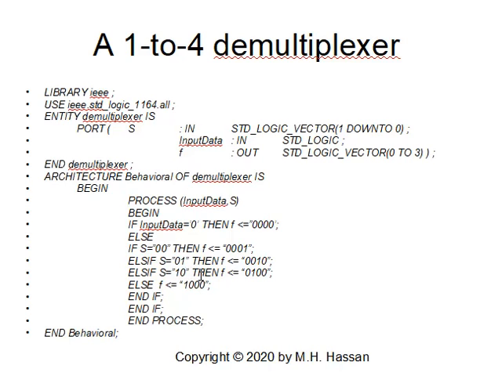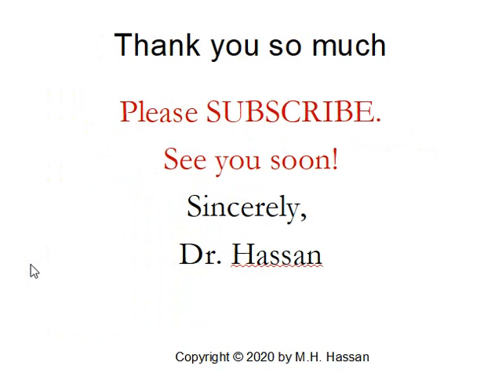If S is 0, 1, then F will be 0, 0, 1, 0. If S is 1, 0, then F will be 0, 1, 0, 0. Else will be 1, 0, 0, 0. When we say else, it means S will be 1, 1 and the input data is 1, because when the input data is 0, F will always be 0, 0, 0, 0. I have to end if, end the process, and end the behavioral architecture, and this will be a complete code for the demultiplexer using a process statement.